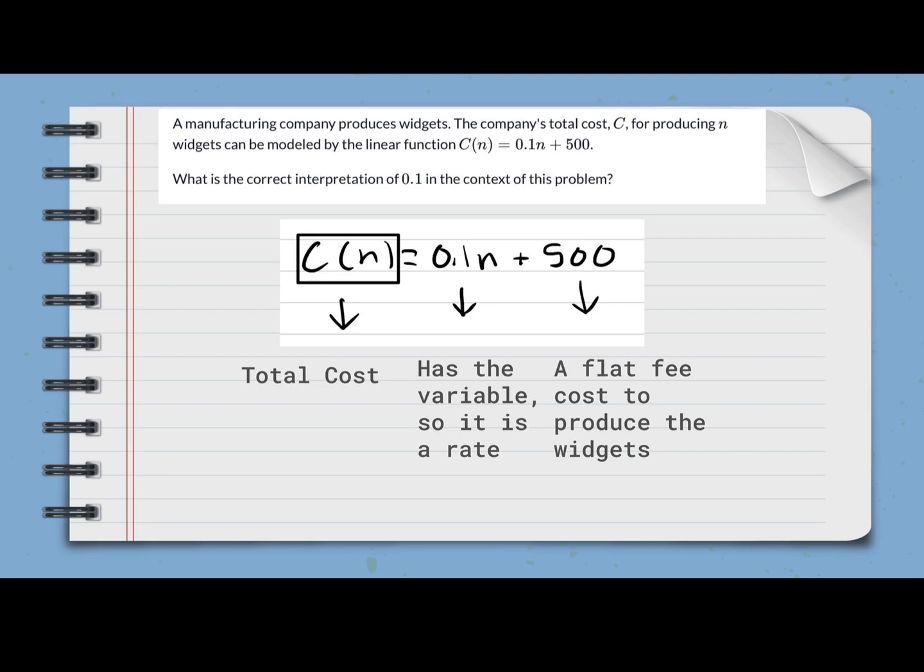Meaning the correct interpretation of 0.1 will be the increase in total cost for production of one widget. So this will be because you have the 0.1, and n is the number of widgets. So each widget you produce on top of that flat fee will cost money, and that will contribute to the entirety of C of n.